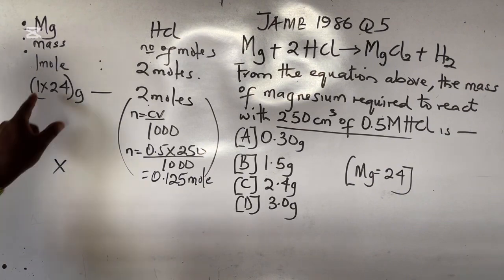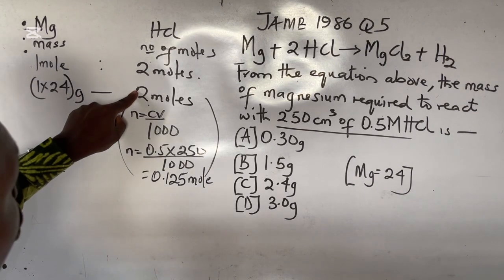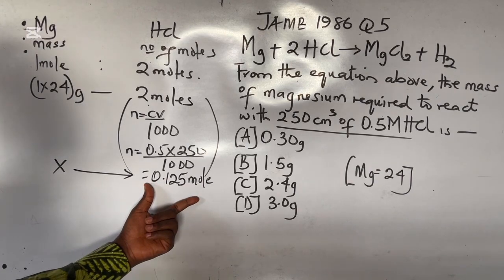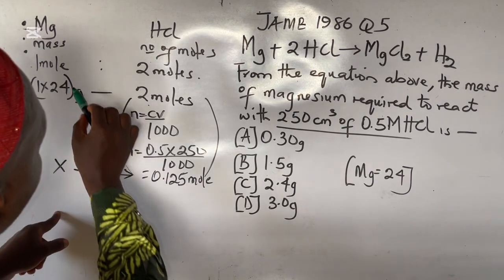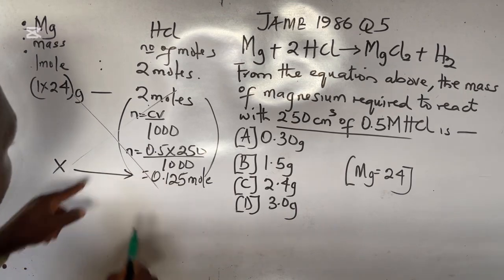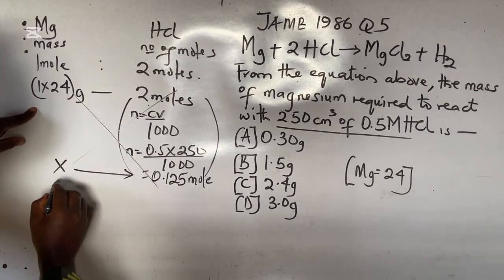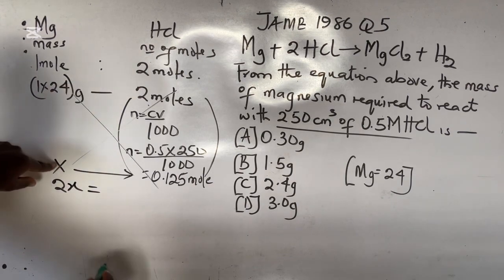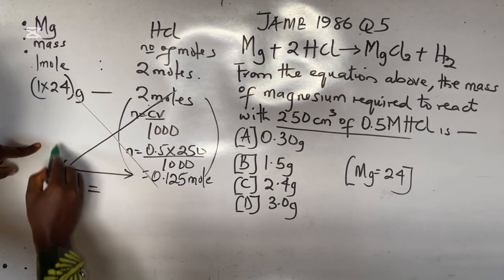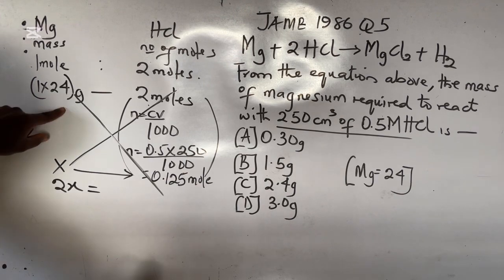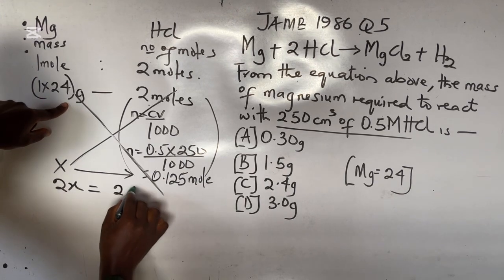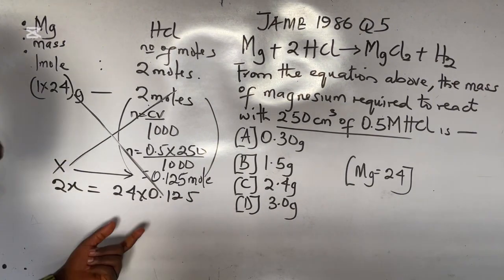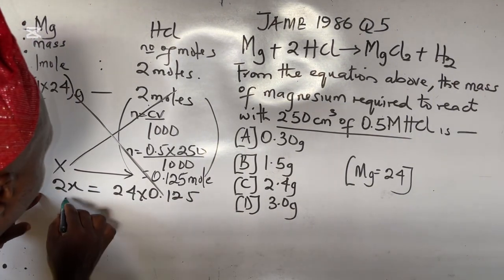Look at it again. 24 grams gives 2 moles. What will X be if we have 0.125 moles? So what we do is cross multiply. If we cross multiply very well, we have 2x equals 24 times 0.125. The next thing is to divide by 2, the coefficient of x.